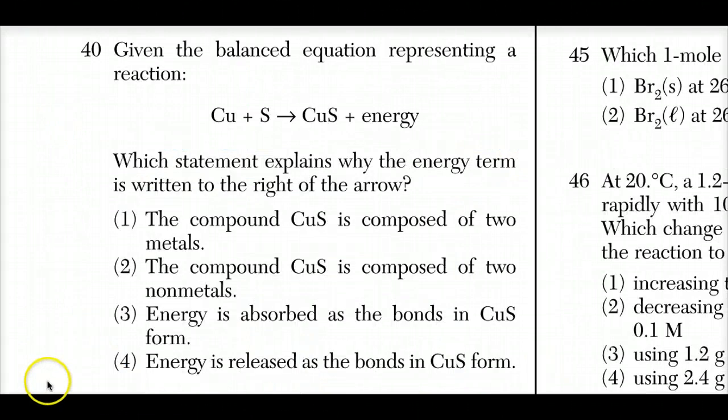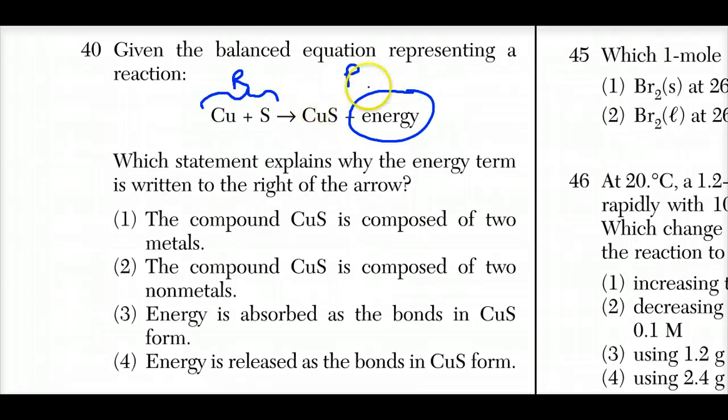Number 40. Okay, number 40, given the balanced equation representing this reaction, which statement explains why the energy term is written to the right of the arrow? Well, if the energy is written to the right of the arrow, this is the product side. This is the reactant side of the reaction. If you're producing copper 2 sulfide and you're also producing energy, that energy is free to leave, and we would say that it's exiting the reaction, and it's an exothermic reaction. Very important, you know that.